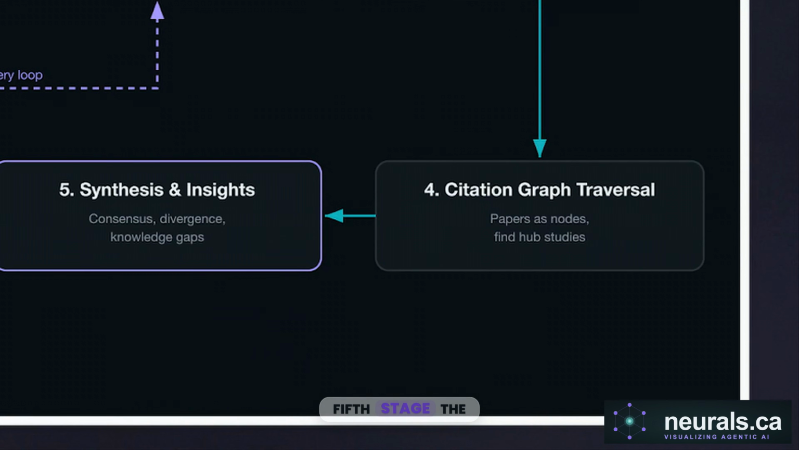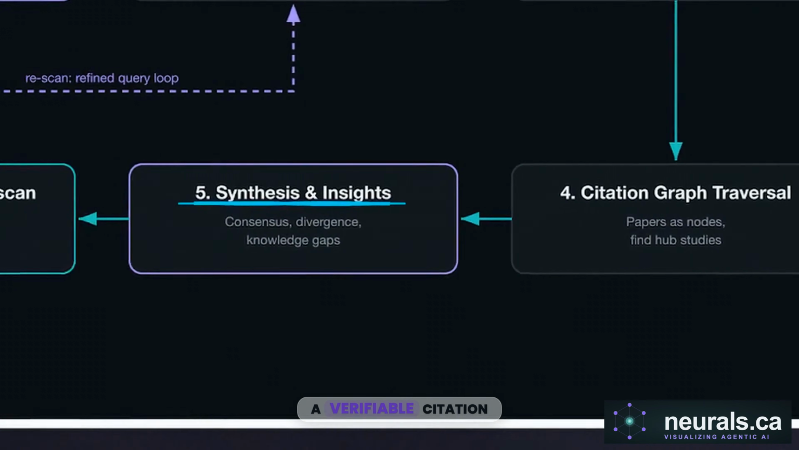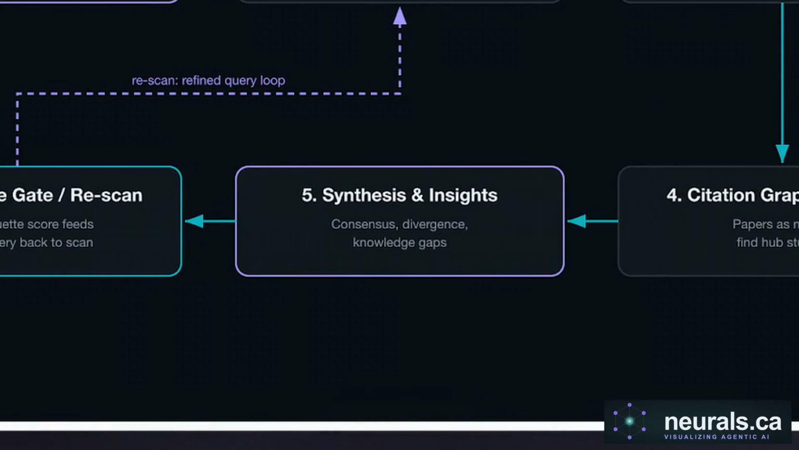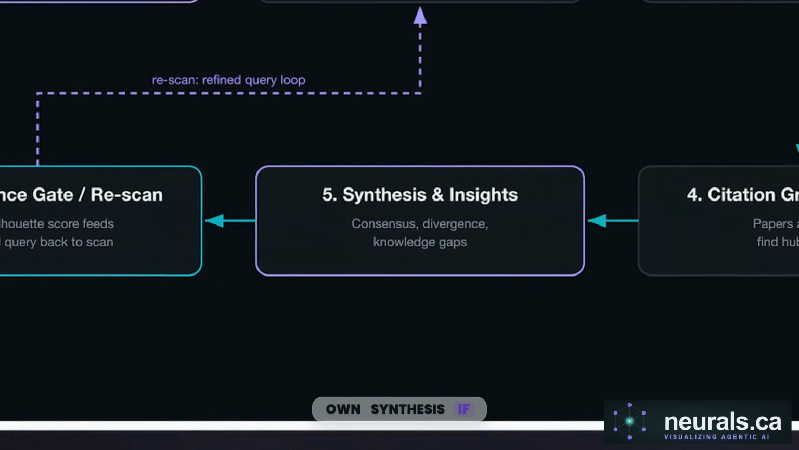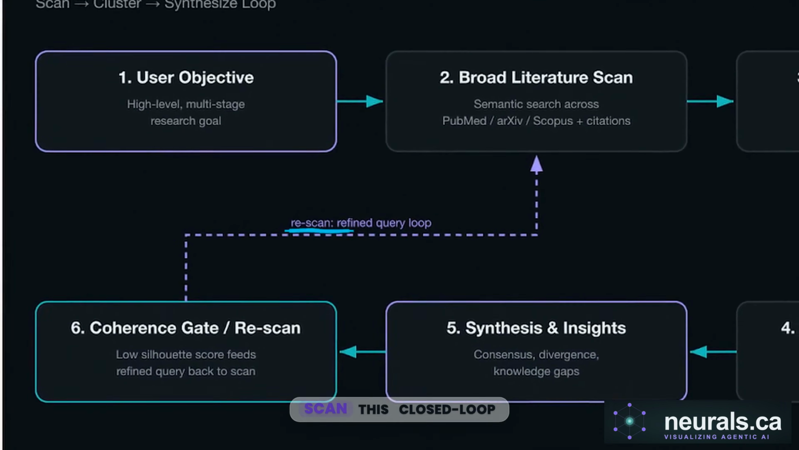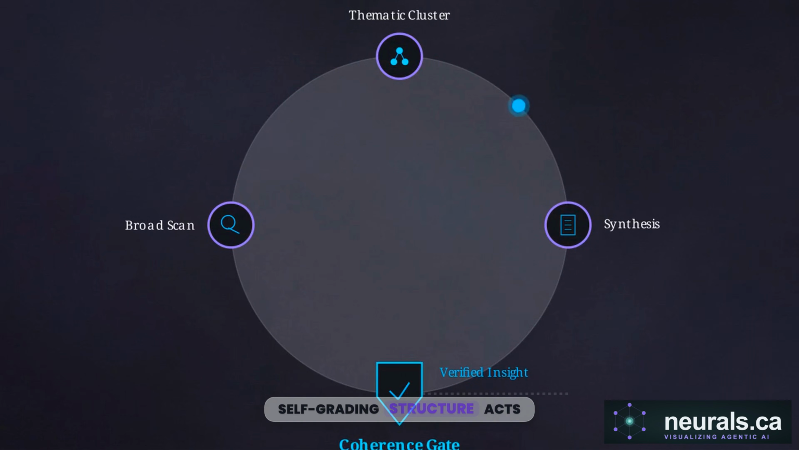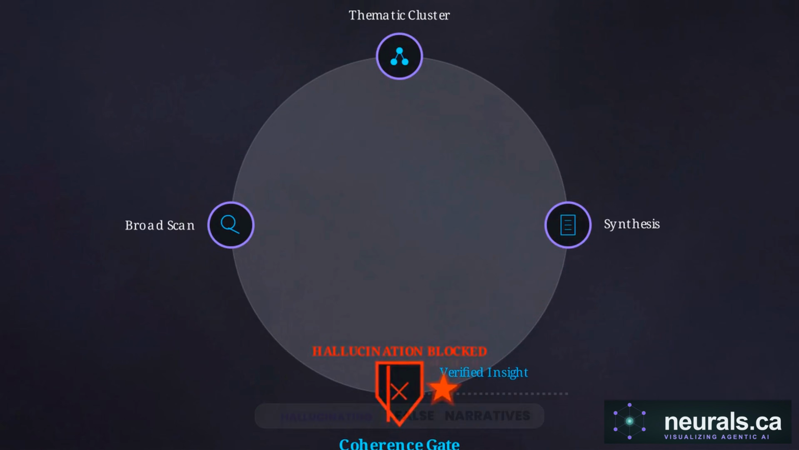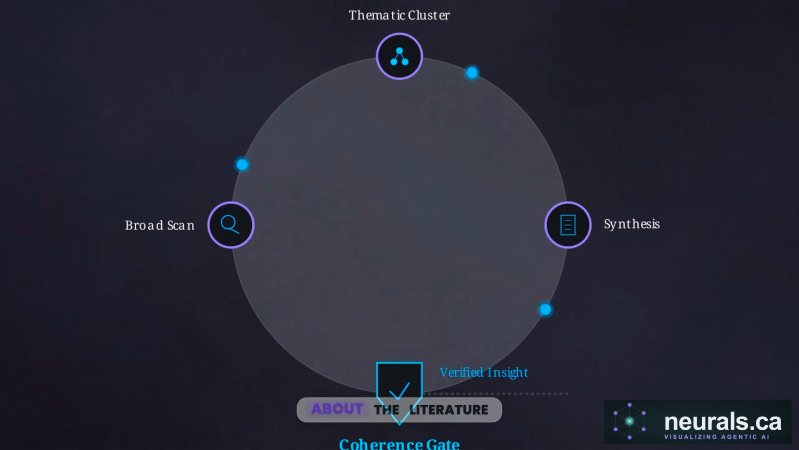In the 5th stage, the agent synthesizes this data into a structured report, pinning a verifiable citation to every claim. Finally, it hits the coherence gate, an automated check evaluating the logical support of its own synthesis. If it detects unsupported claims or finds that the clusters lack strong coherence, it drops the draft, refines the original search query, and restarts the scan. This closed-loop, self-grading structure acts as a strict guardrail, preventing the agent from confidently hallucinating false narratives about the literature.